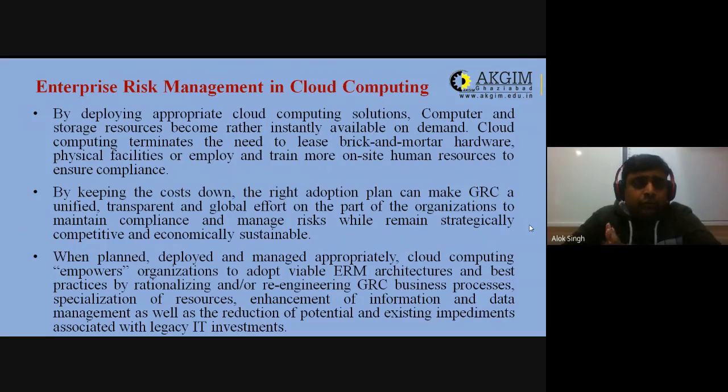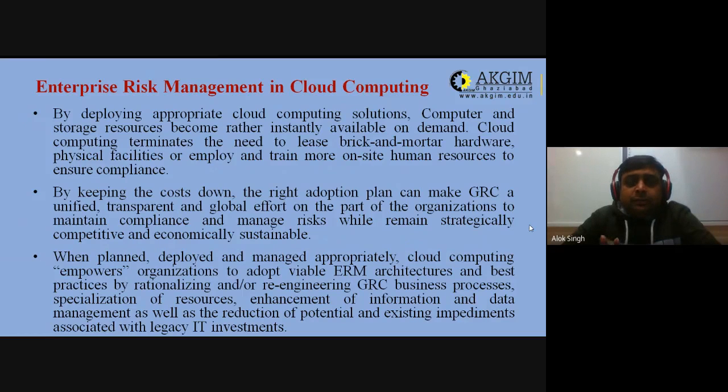Further discussing enterprise risk management in cloud computing: by deploying an appropriate cloud computing solution, computer and storage resources become instantly available on demand. If you are using cloud computing, computer and other storage resources are made available by your cloud vendor whenever you require them. Cloud computing eliminates the need to lease brick and mortar hardware, physical facilities, or employ and train more on-site human resources to ensure compliance.